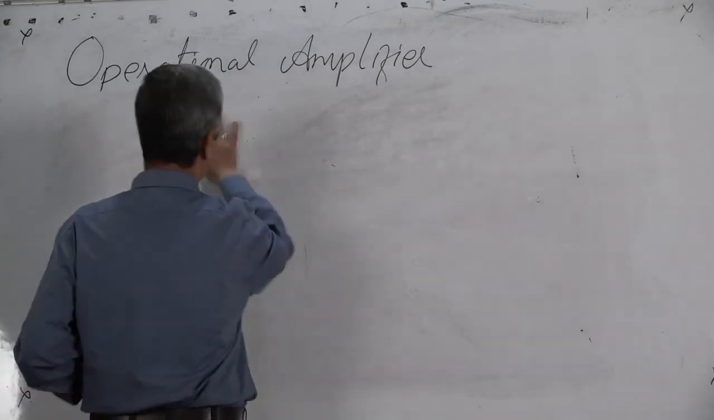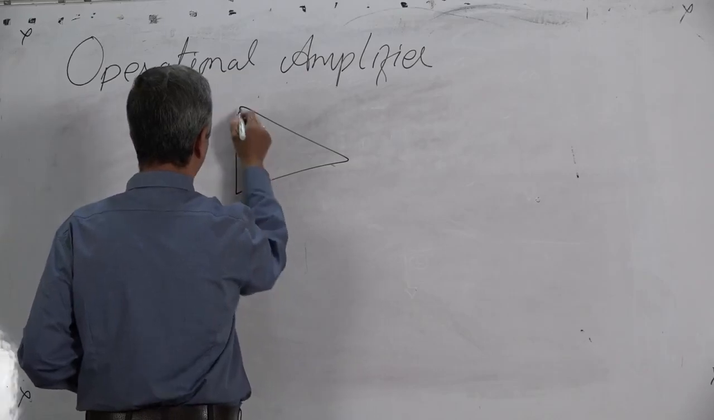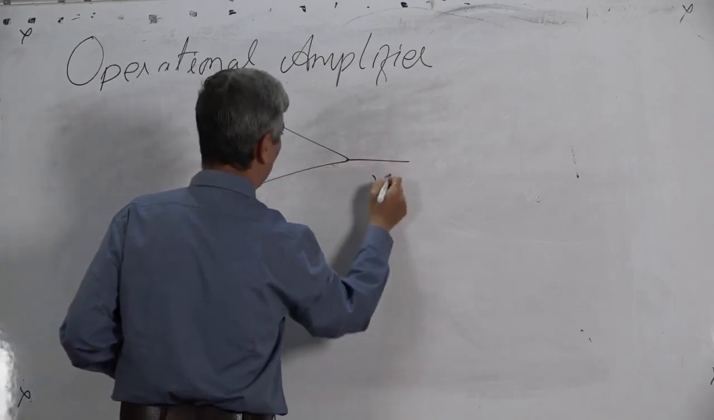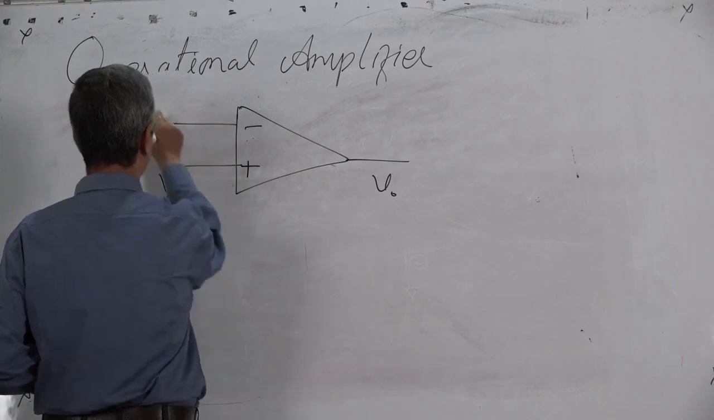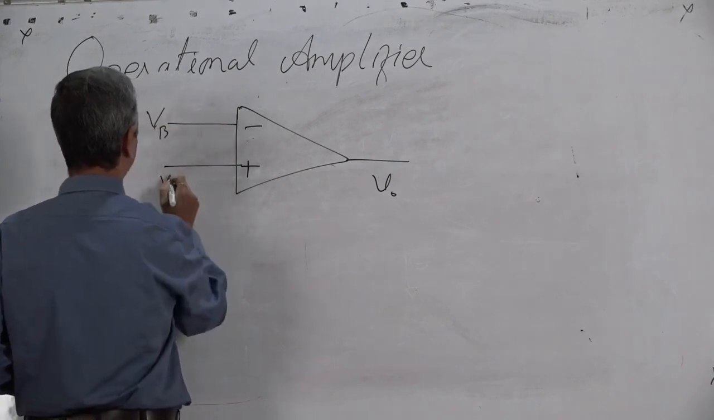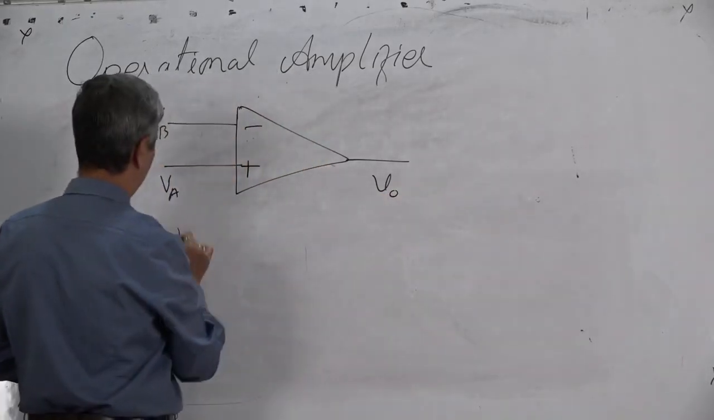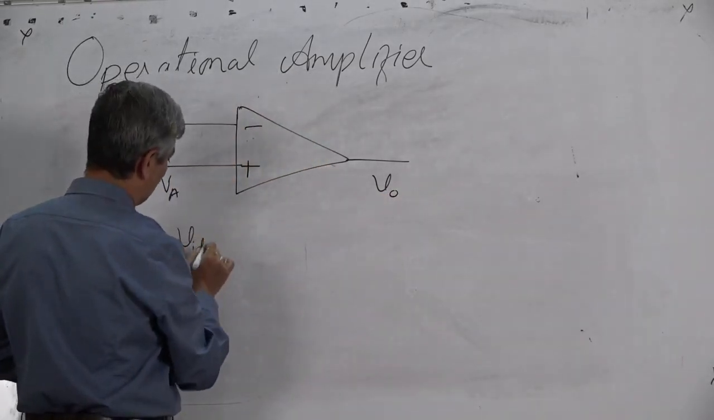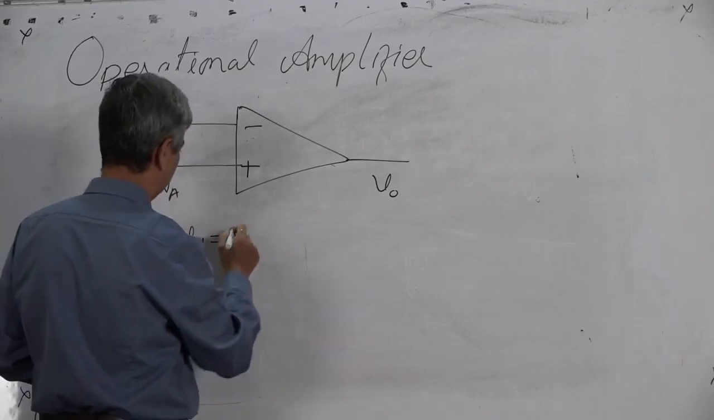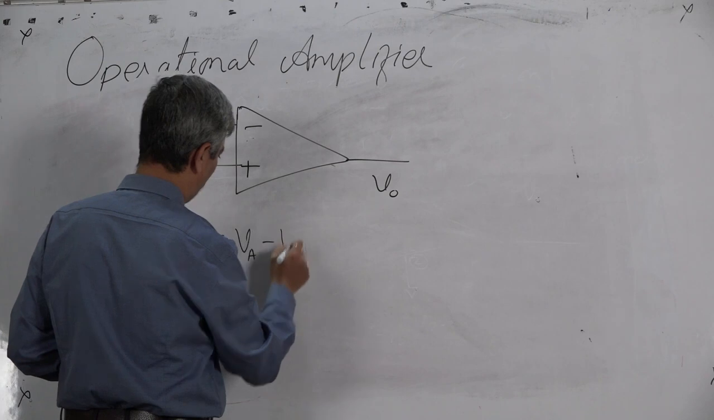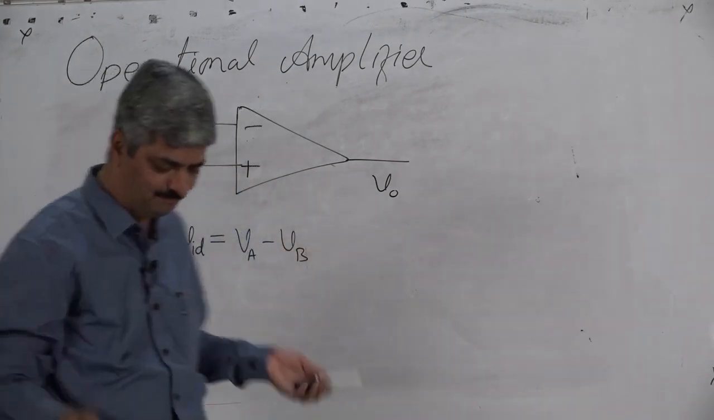So I again write: a 3-terminal device, plus and minus, and VO. Plus is VA, minus is VB, just names are given, and VO. So the input on which an op-amp works is differential input, not single input. So VA minus VB. Then what is the op-amp equation?